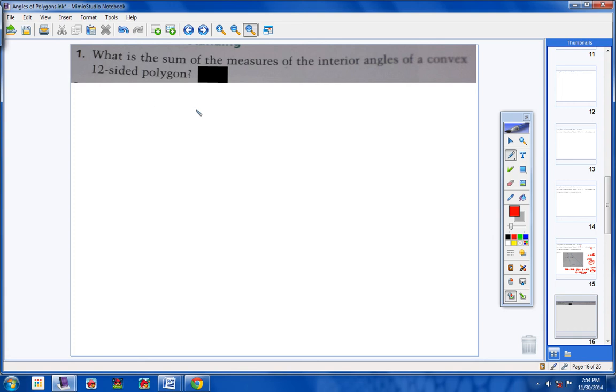Okay, how many sides do I have? Well, let me put the formula. Here's the formula: 180 times n minus 2. Now, how many sides do I have? 12. So where the n is, I put 12. So 12 minus 2 is 10. 180 times 10 would be 1,800.